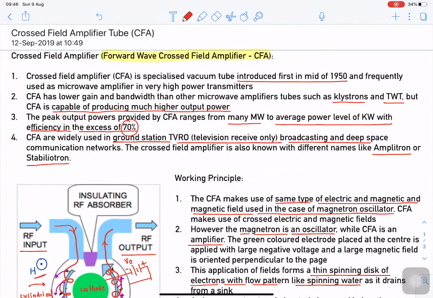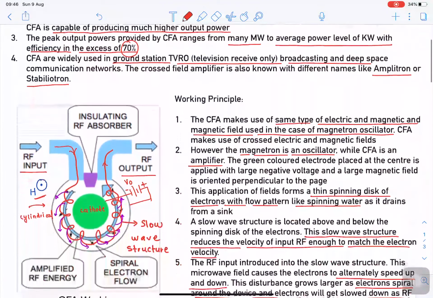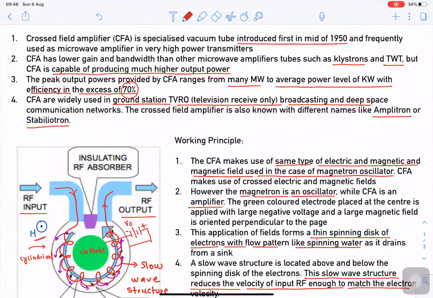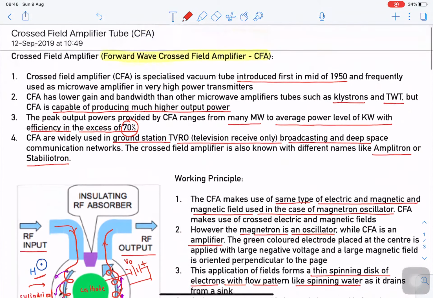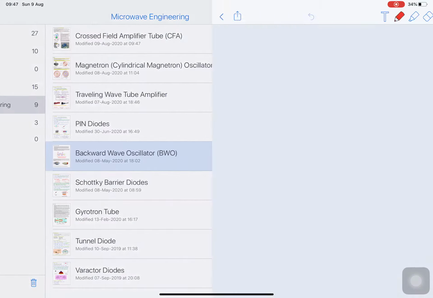The cross field amplifier is also known in short as CFA. It is also known by names like amplitron or stabilotron. I hope you understood the construction, working principle and application of this very first hybrid type of microwave tube, that is, the cross field amplifier. Now we go ahead and see another type of hybrid tube, which is again constructed by making use of primitive microwave tubes. In our next discussion we'll start with studying the backward wave oscillator.